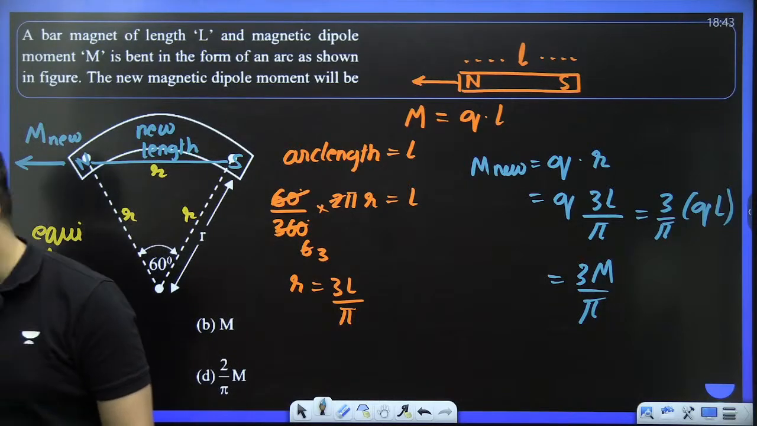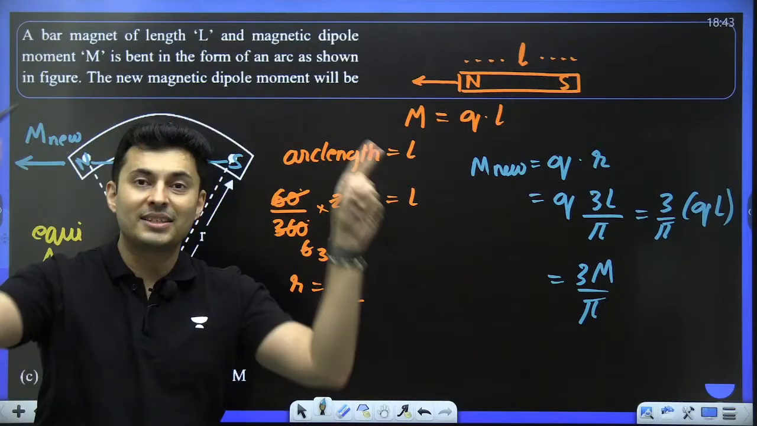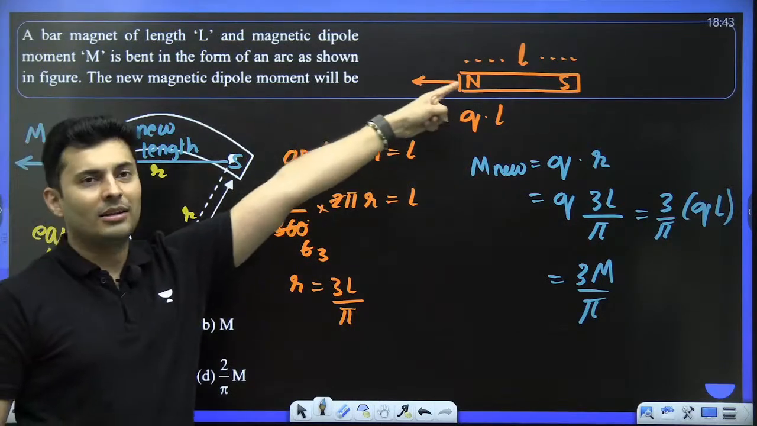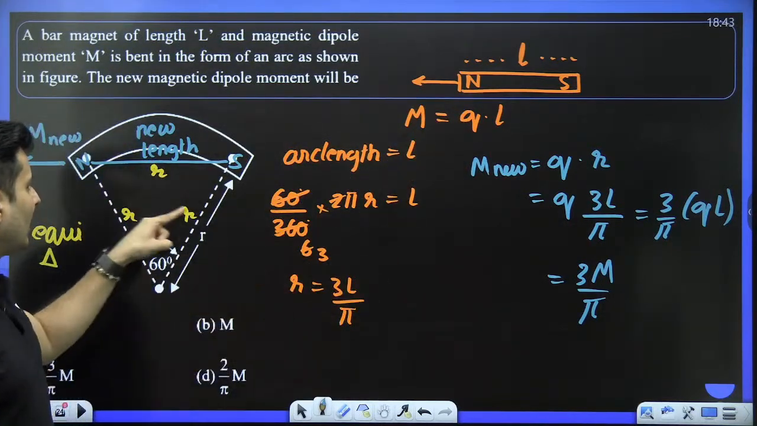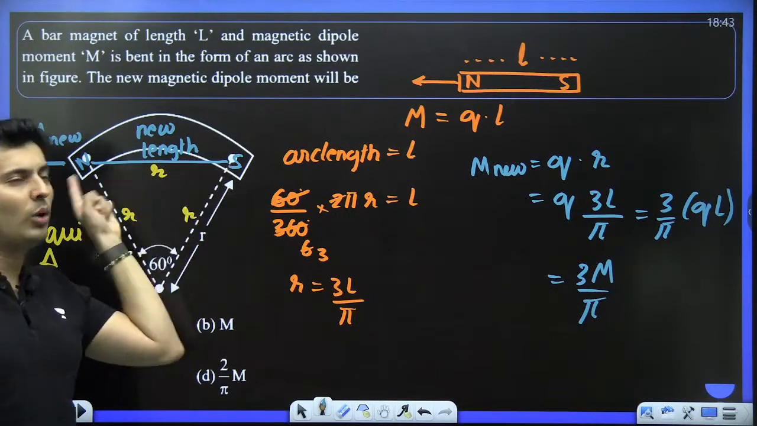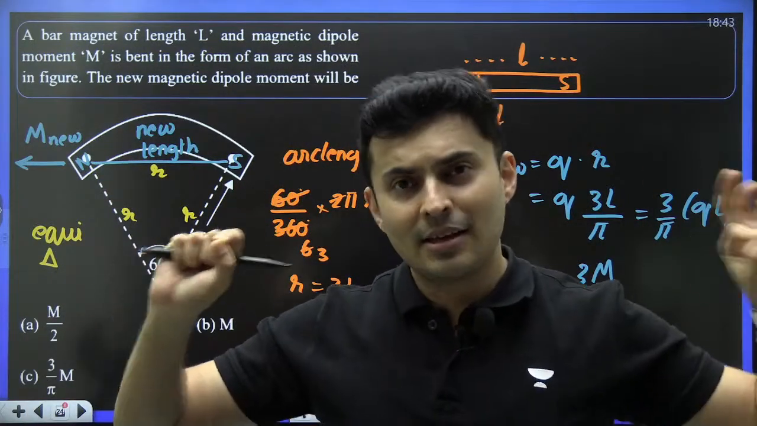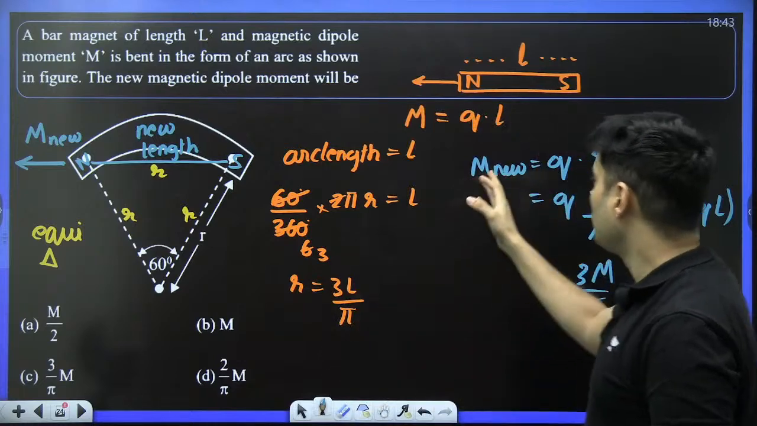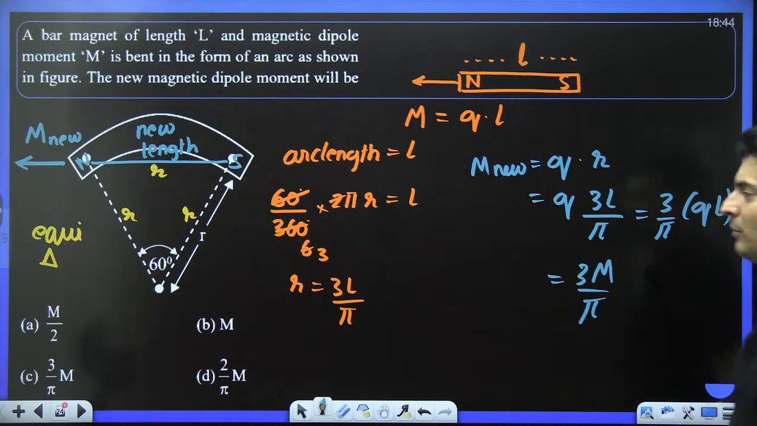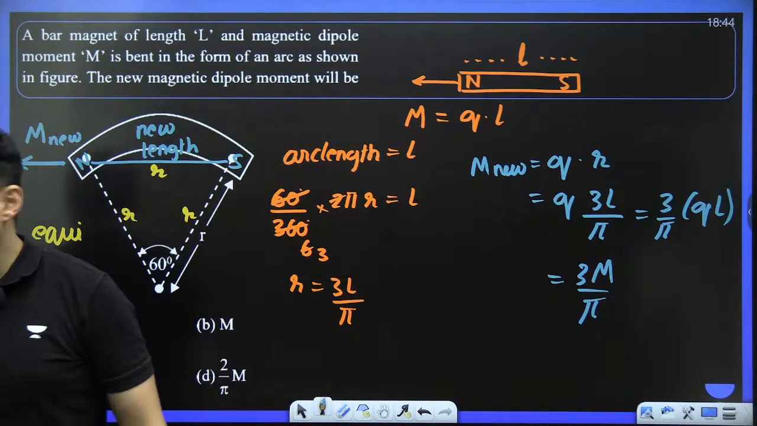2 pi over 6, yes, Jyoti. 2 pi over 6 because this will be 1/6 of a circle. 60 degrees is 1/6 of 360 degrees. So this arc length will be the original bar magnet's length. Using that, I found the radius of the circle. From the radius, I found the separation between the polarities. So whenever a bending problem comes, remember, find the new length. Once you get the new length, you can compare using the formulas and write it in terms of the old magnetic moment. Always.